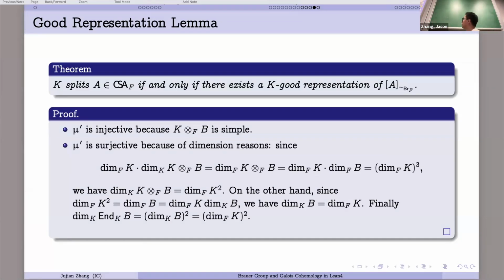And this K-algebra map is injective because the domain is a simple ring. And this K-algebra map is surjective because we can calculate dimensions. And yeah, it's very hard to read out, so you can just observe the equation and be convinced.